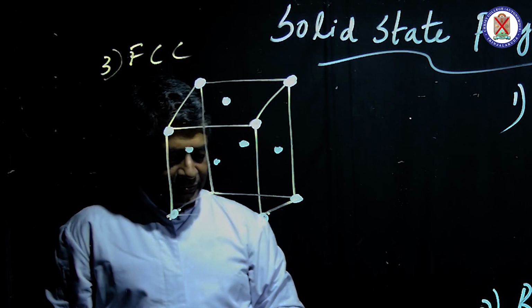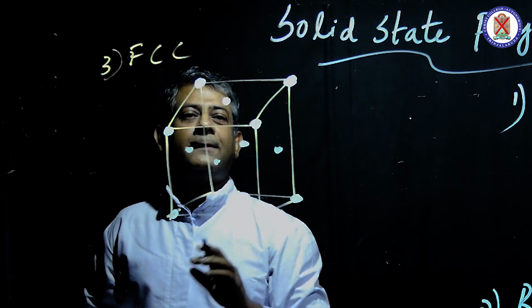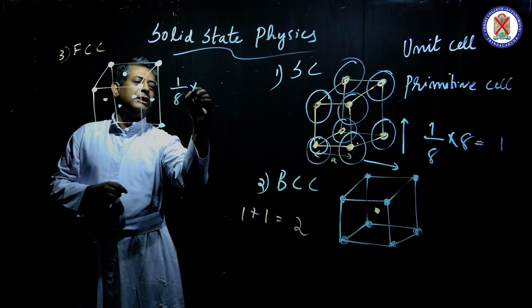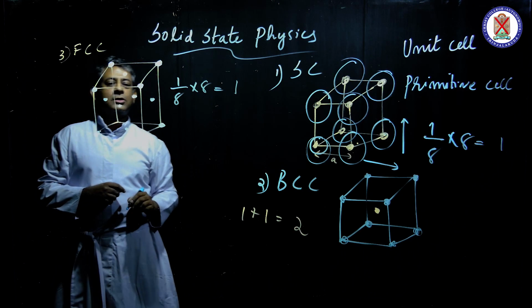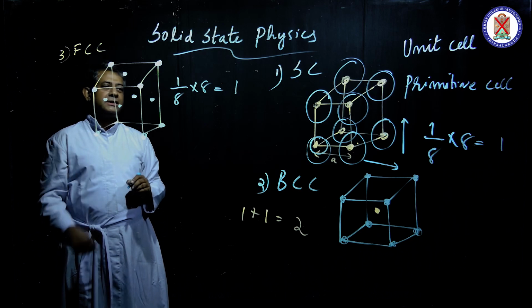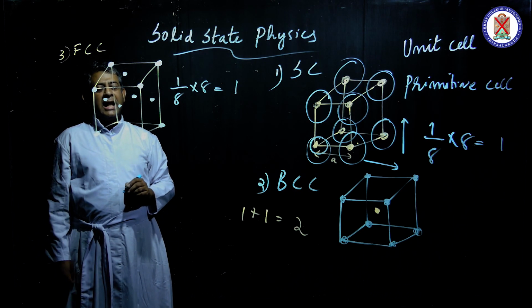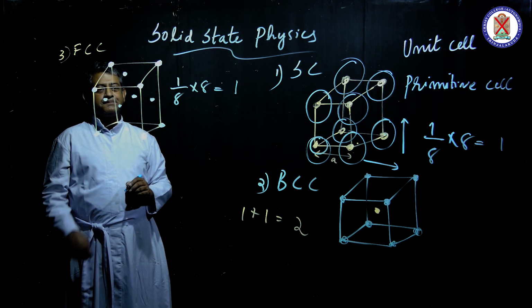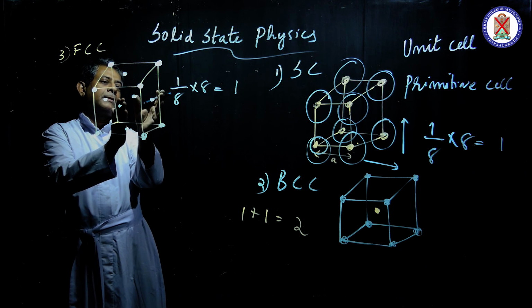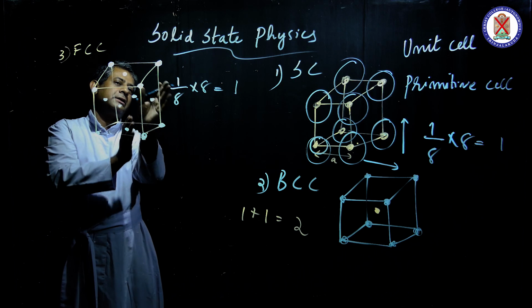Now to count the number of lattice points, we can say there are 2 different types of lattice points here. First, on the vertices, they contribute 1 by 8 into 8, that is 1. All of them together make 1 lattice point inside this cube. And what about the lattice points which are placed on the faces? Look at this face, how many cubes share it? We know 1 cube shares half. There is another cube here that can share the other half.